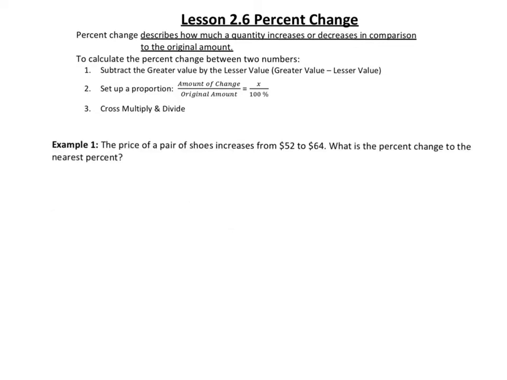It says the price of a pair of shoes increases from 52 to 64. What is the percent change to the nearest percent? So our first step is subtract the greater value by the lesser value. So that's 64 minus 52. 4 minus 2 is 2. 6 minus 5 is 1. So we get 12. So the amount of change is 12, and that goes on top. The original amount, what we started with, was $52. We always set it equal to x over 100.